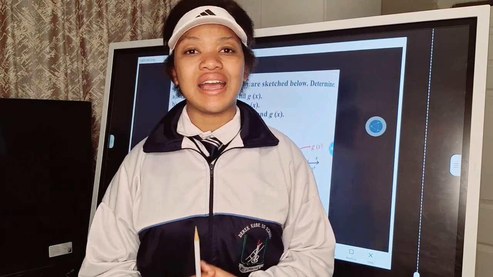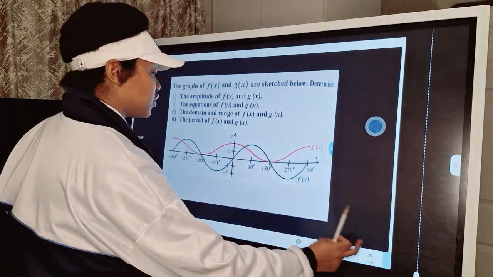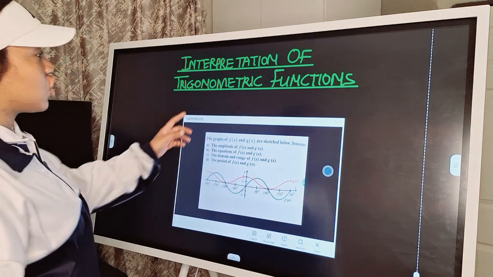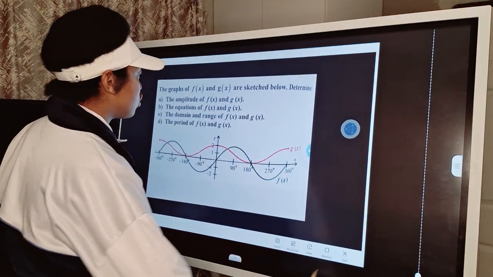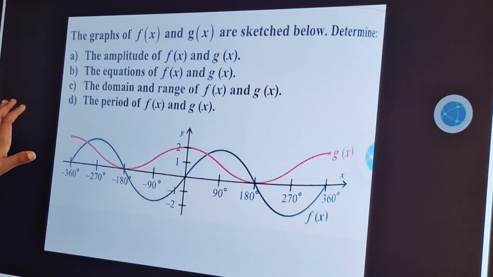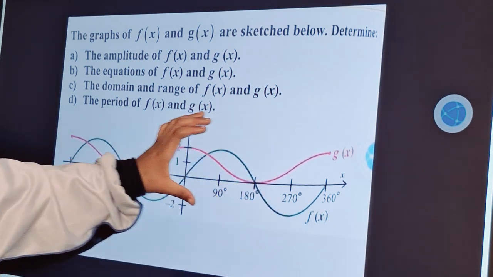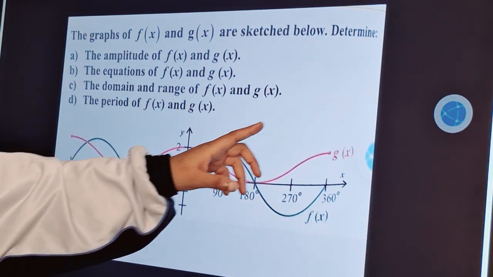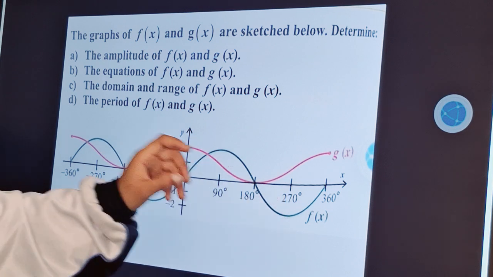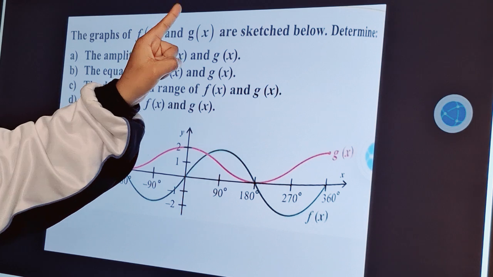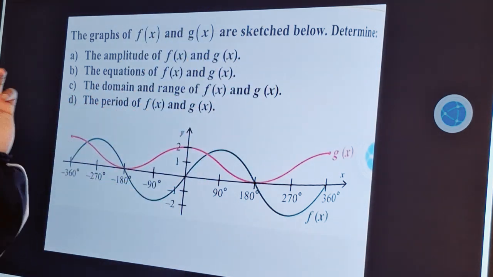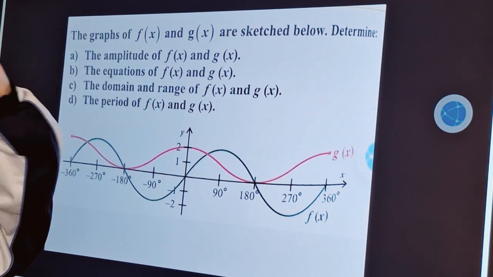So today I thought there is another very interesting thing, guys, which is the interpretation of trigonometric functions. What we're going to be doing is based on this picture. We have two graphs on this Cartesian plane: the graph of g(x) and the graph of f(x). The statement says the graphs of f(x) and g(x) are sketched below. We must determine, first of all, the amplitude of f(x) and g(x).